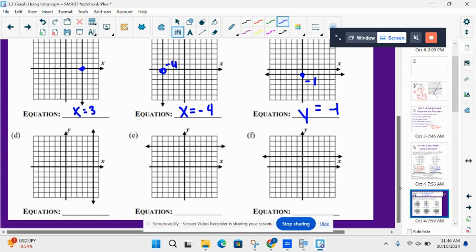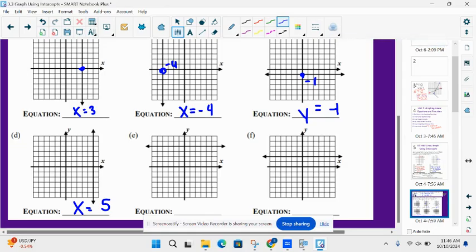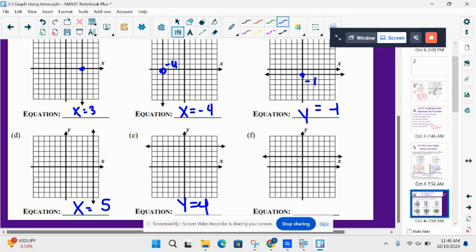So what's the equation for part D? Des? Yes. How about for E? Lane? Y equals 4. Mm-hmm. And then for F? Courtney? Yep.